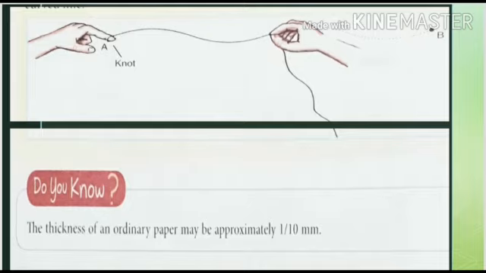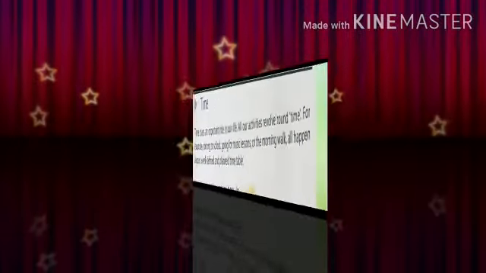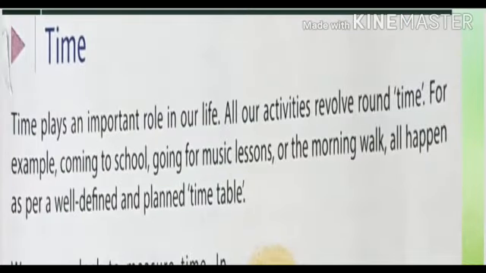Do you know is given at page number 88 for you. What is there inside? The thickness of an ordinary paper, meaning the paper present in your books or notebooks, is approximately 1 by 10 mm. Think about how much thinner these papers are in our books and notebooks.